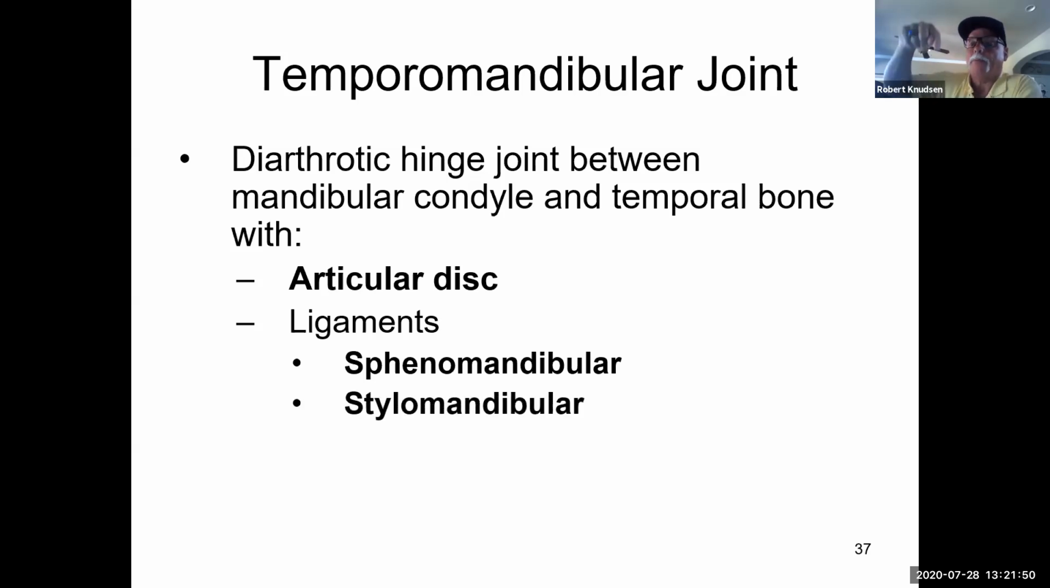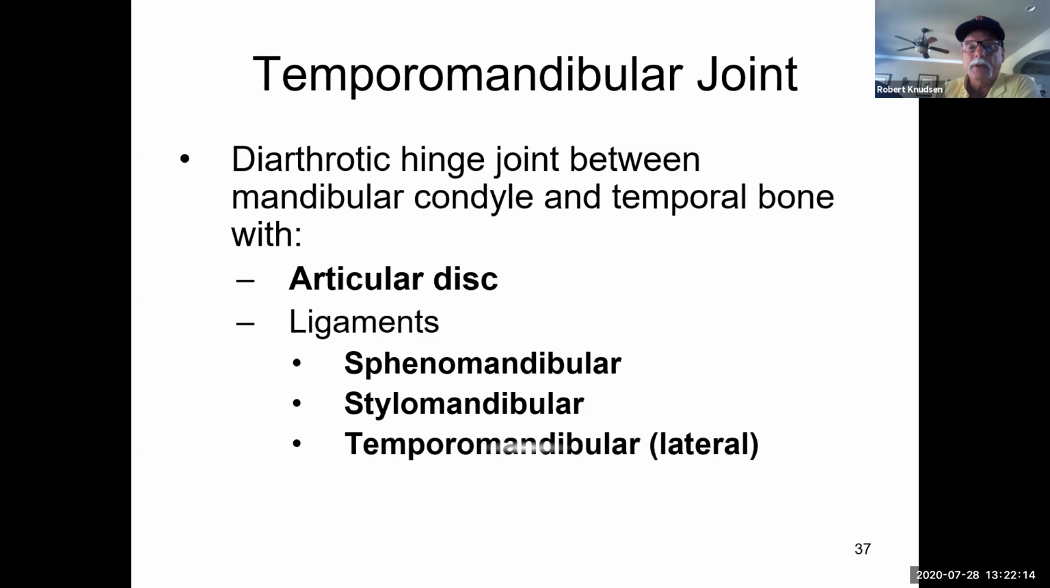Stylomandibular. Remember, a point on a bone is called a styloid. If you take your tongue and put it all the way to the back of your mouth and over to the side, and you could pop a hole right through the roof, go right over to the corner, there's a little piece of bone that sticks down. It's called the styloid. Okay, styloid bone. So there's a ligament that goes from there to the mandible. It's called the stylomandibular ligament. One from the temporal bone to the mandibular bone. There's one on the lateral side. It's called temporomandibular lateral.